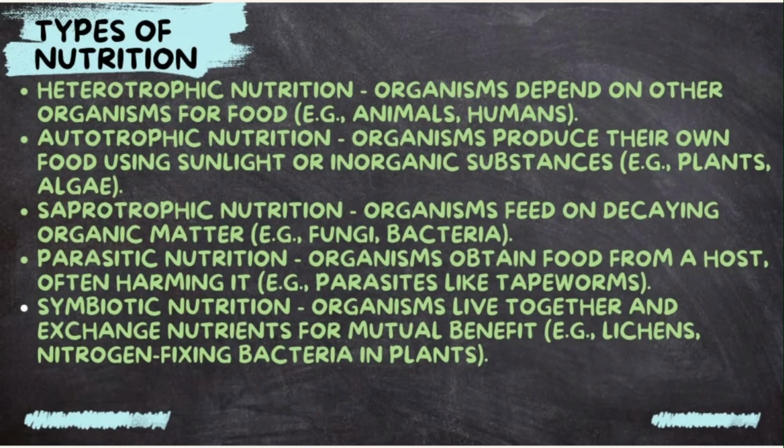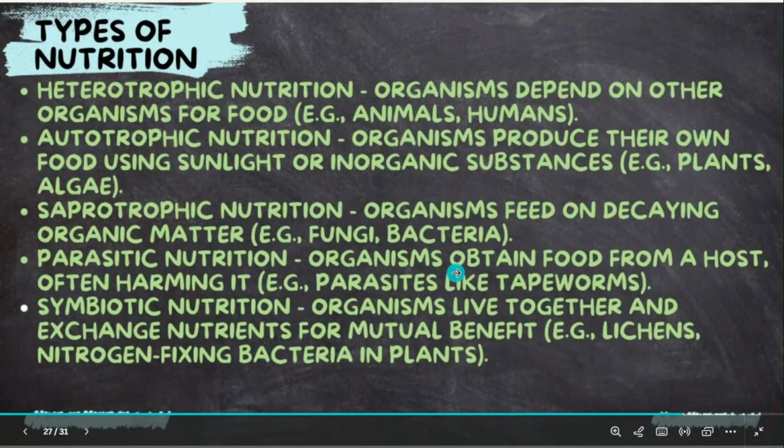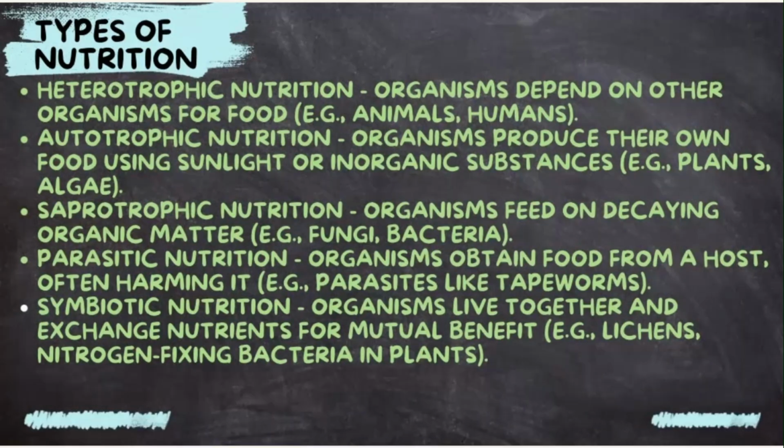So then we have the parasitic symbiotic relationship, which is what we already described here, with the organism obtaining its food from a host and then causing it harm, right? So those are the different types of symbiotic relationships.